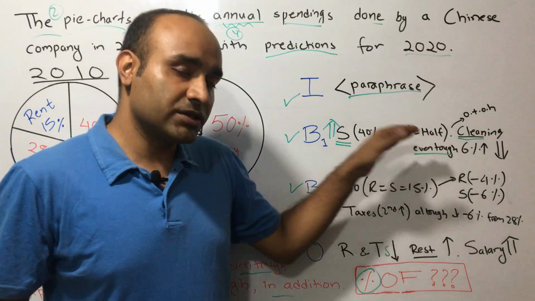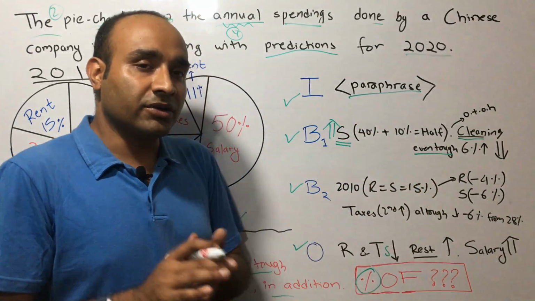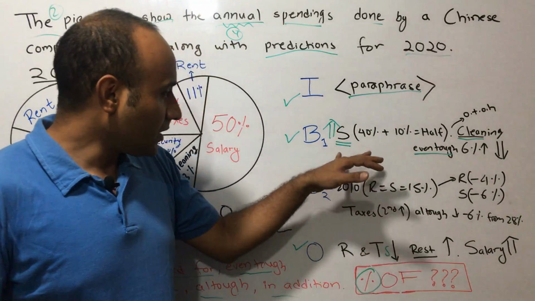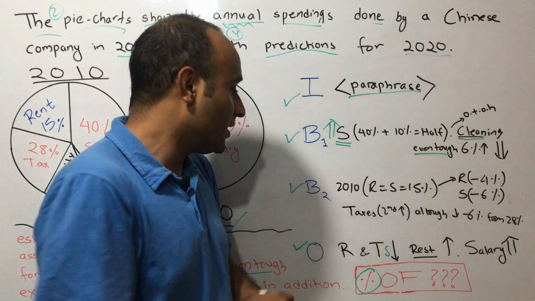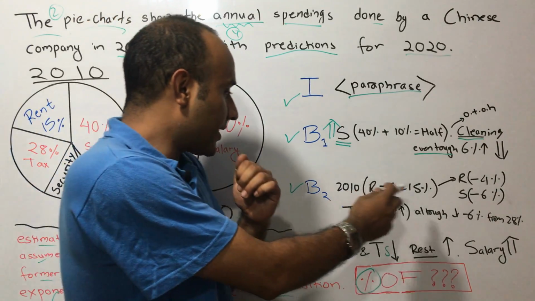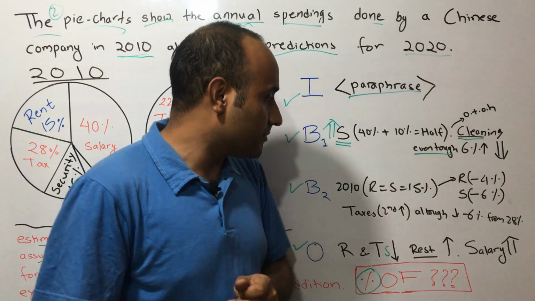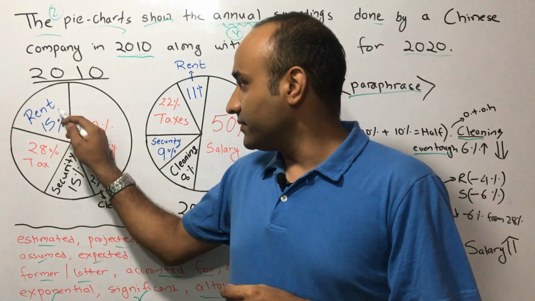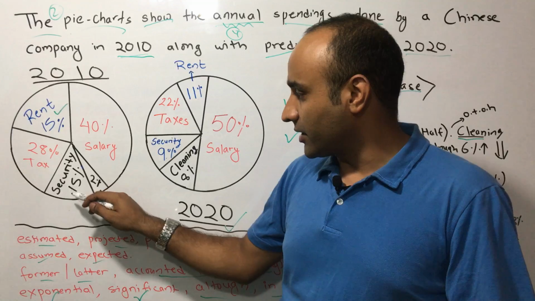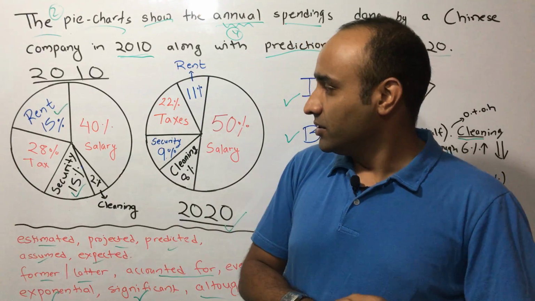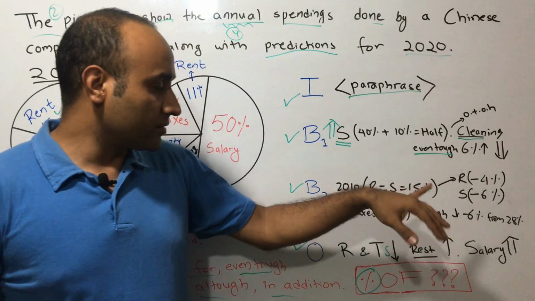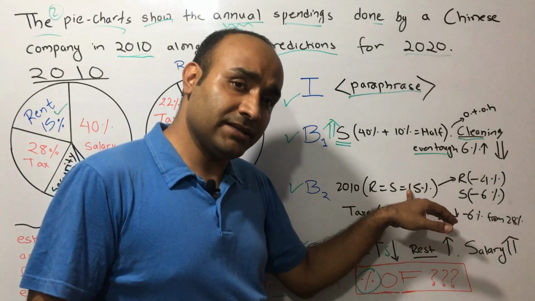So even though is going to be a big help here because I want to create a sentence which has two clauses. Okay, moving on to the other paragraph, I want to talk about R equals S equals 15%. So what does it mean? Let's have a quick look. Rent 15% and then security 15% again. So I'm going to say rent and security, both of them had a figure of 15%.